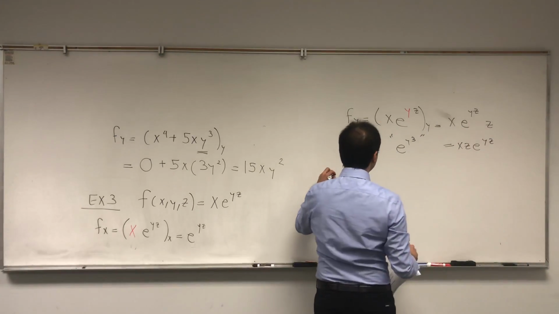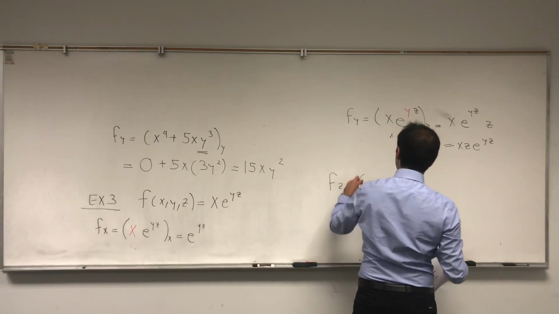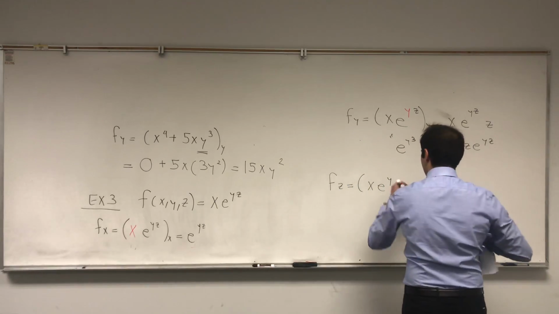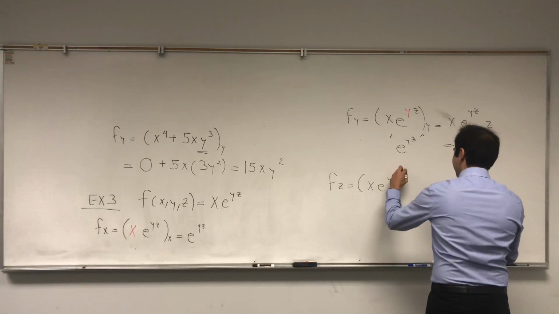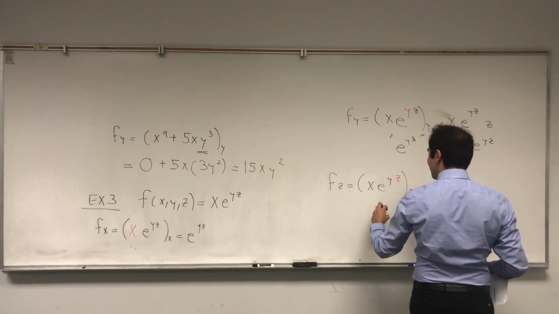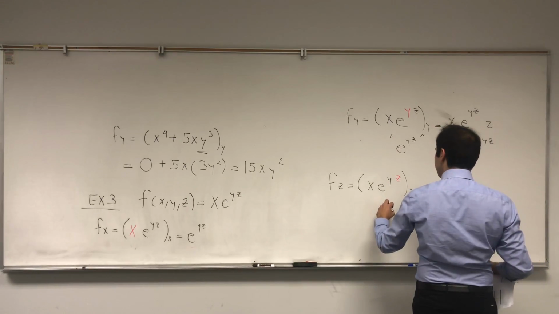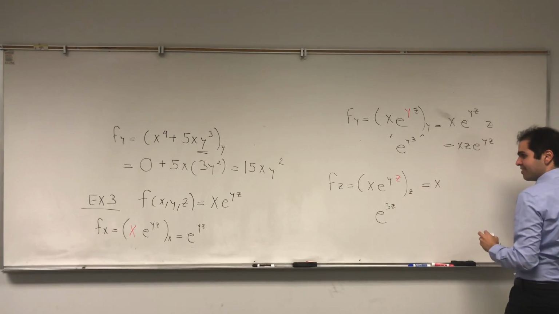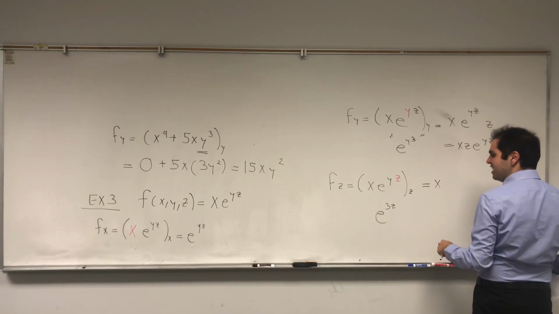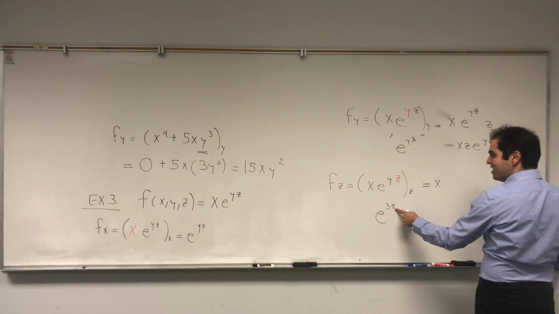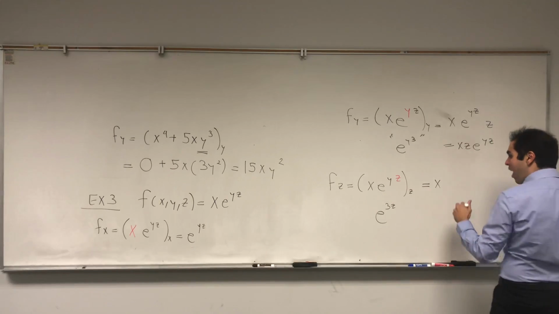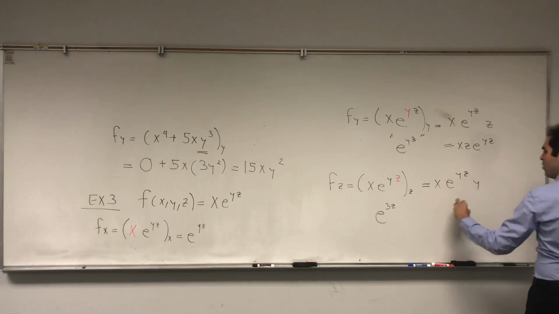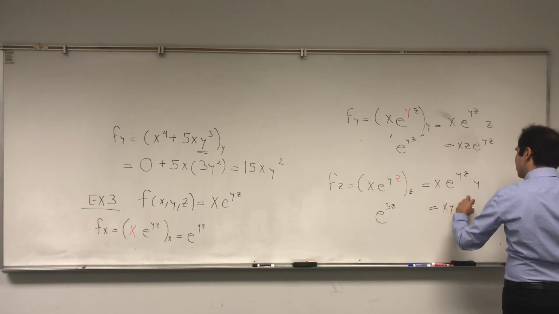And you can continue, f_z becomes the derivative of x e to the yz with respect to z. Again, think of e to the yz now as being e to the 3z or something. x still becomes x, okay? And then you differentiate e to the yz. Well, if you differentiate this with respect to z, this y comes out. e to the yz times y, and we get xy e to the yz.